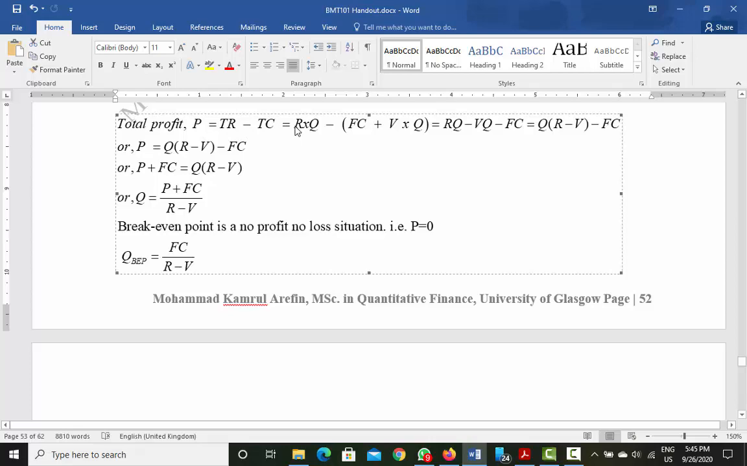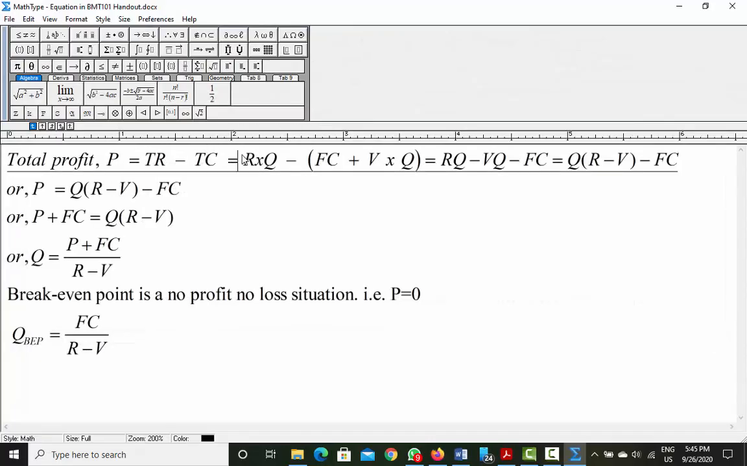And what is total revenue? Total revenue means R multiplied by Q, minus total cost. Total cost is fixed cost plus variable cost, and variable cost means V multiplied by Q. So here we get RQ minus fixed cost minus VQ.